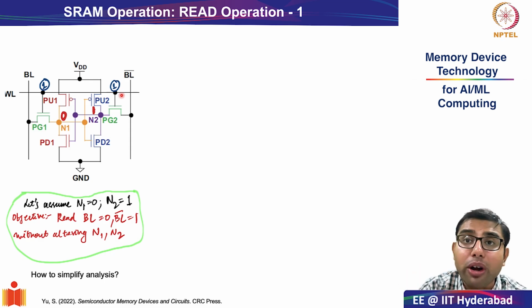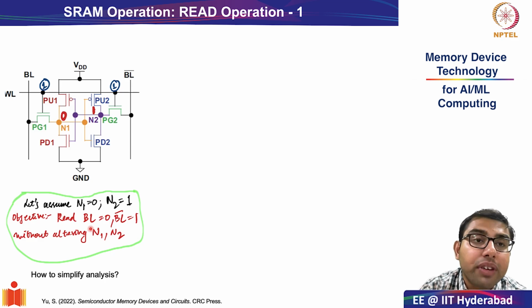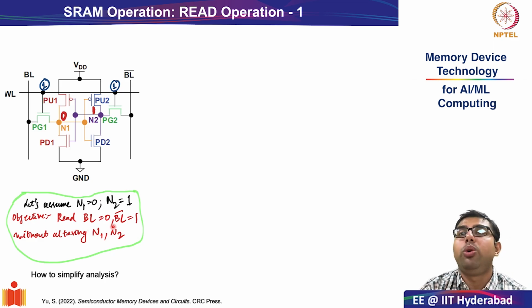But there is a very important point which we should mention here: all of this read operation should happen without altering the value at N1 and N2. Without altering the values of N1 and N2, and that by definition is called non-destructive read. This is called non-destructive read. What is the meaning of non-destructive read?